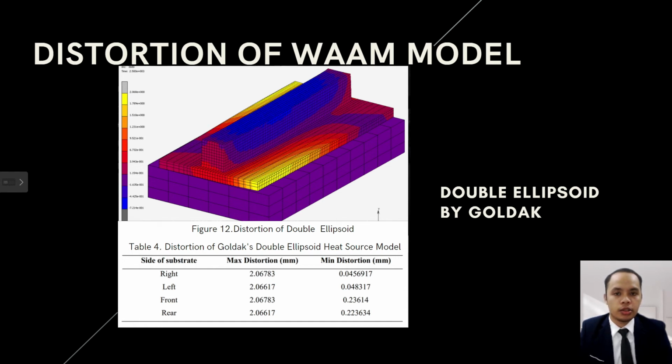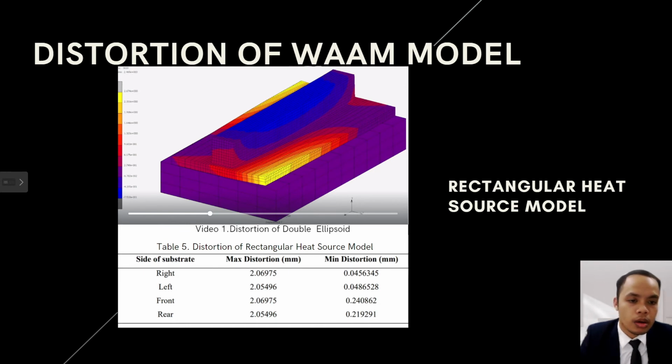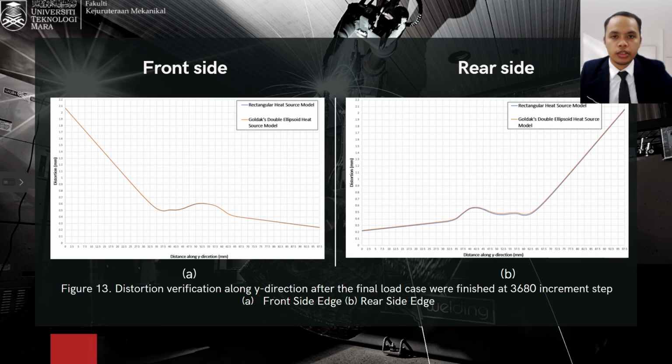It shows that the highest distortion of the substrate was on the right and front side, with the value of distortion at the last increment being 2.06783 mm. Here is the visualization of distortion of the substrate of the rectangular source model. The highest distortion of the rectangular source model was on the right and front side, with the distortion being 2.06975 mm. The graph illustrates that the distortion shape from both models is almost similar.